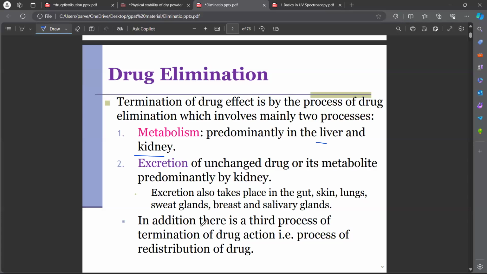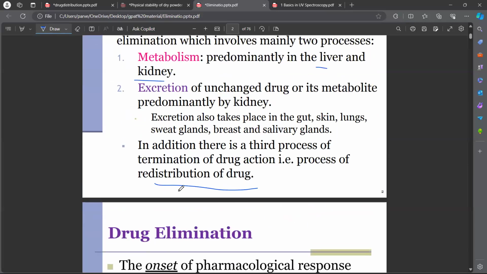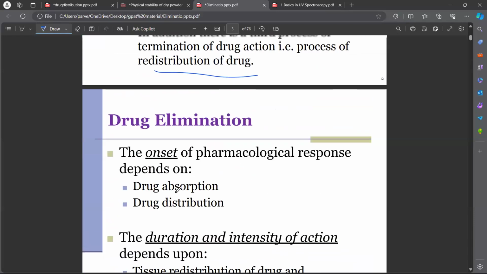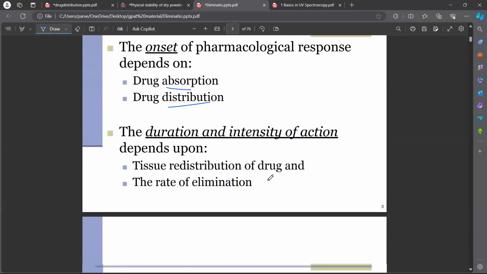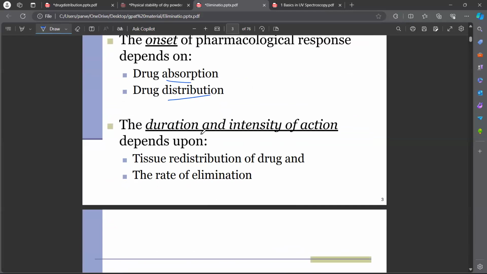In addition, a third process of termination of drug action is redistribution of the drug. By redistribution, the drug moves away from its site of action and goes to another site where it cannot show its action. The onset of pharmacological response depends upon absorption and distribution, and the duration and intensity of action depend upon tissue redistribution and rate of elimination.